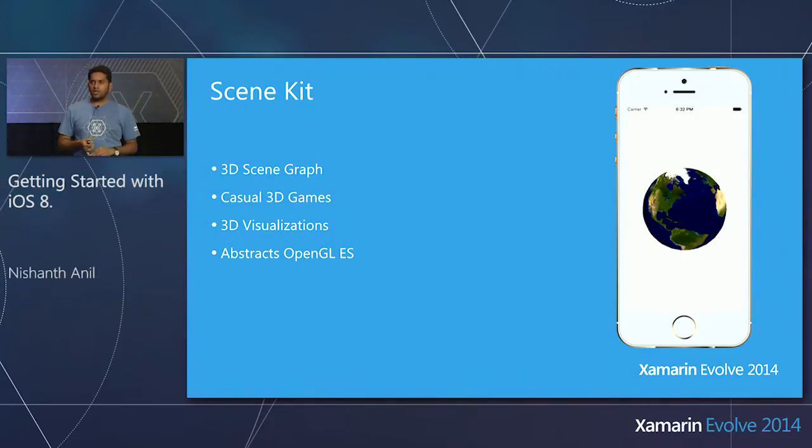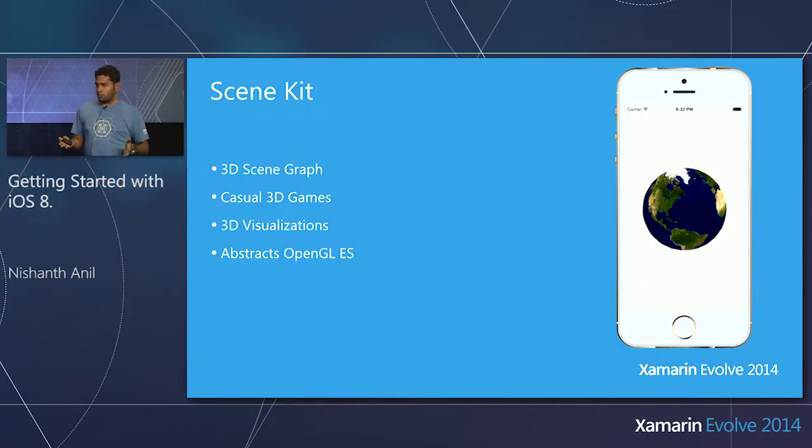OK, did anybody attend Mike's talk on SceneKit today? Did you? OK. So now, creating 3D is easy using SceneKit. It's very simple. It has a scene graph API, and it is very, very cool. So I'm not going to go into the depth. All that I want to say is Apple says it's for casual 3D games. You can pretty much do a lot of 3D things using this.